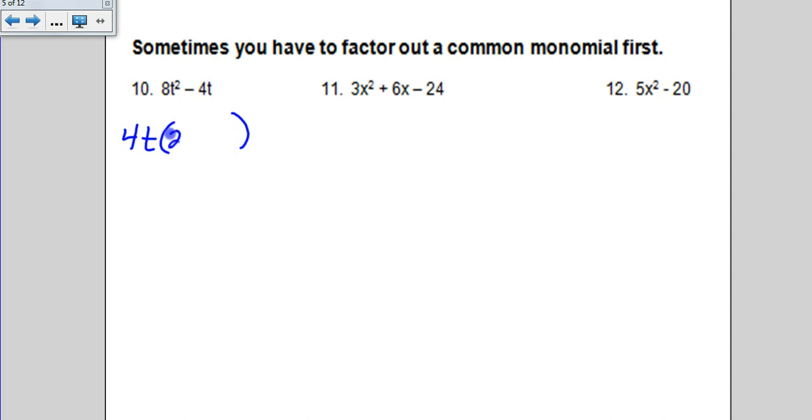Now if I factor out that 4t, it's kind of like dividing by a 4t. You're going to be left with a 2t, and then right here if you take 4t and divide by another 4t, you're still left with a minus 1. So that problem becomes 4t times the quantity 2t minus 1.